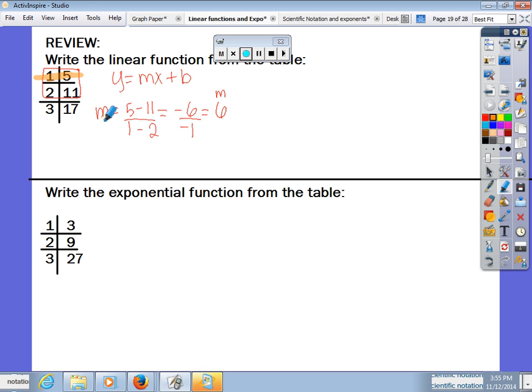That's what I'm going to use. So I've got to plug in my m into this equation, and then I'm going to plug in my x, and I'm going to plug in my y. So your equation would be 5 equals m times x, which is 1, plus b. And then you just solve for b.